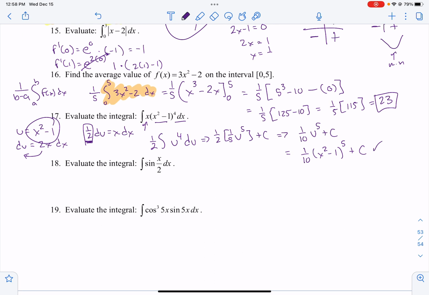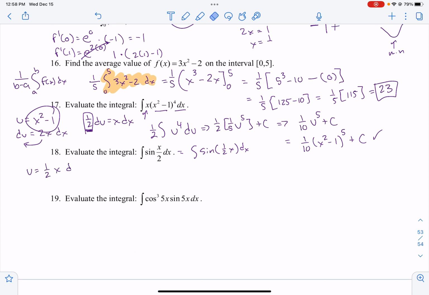All right, number 18. Evaluate the integral of sine (x over 2) dx. So let's start with sine of x over 2. This really is the integral of sine, and I could rewrite that as 1/2 x, right, dx. So let's let u equal 1/2 x. I don't want the dx. 1/2 x. So that means that du is going to equal 1/2 dx. Now, I don't want the 1/2. I just want the dx part. So I need to move the 1/2 to the other side. So 2 du equals dx.